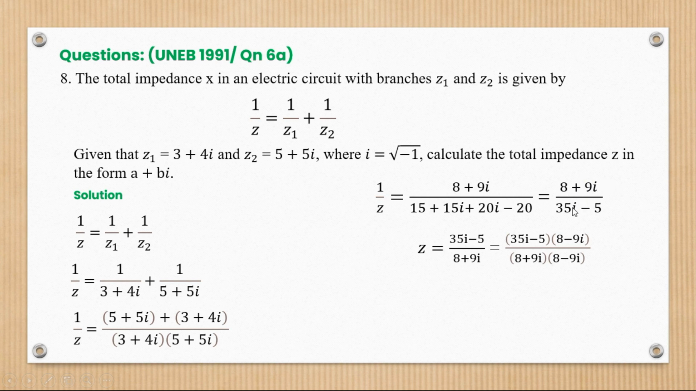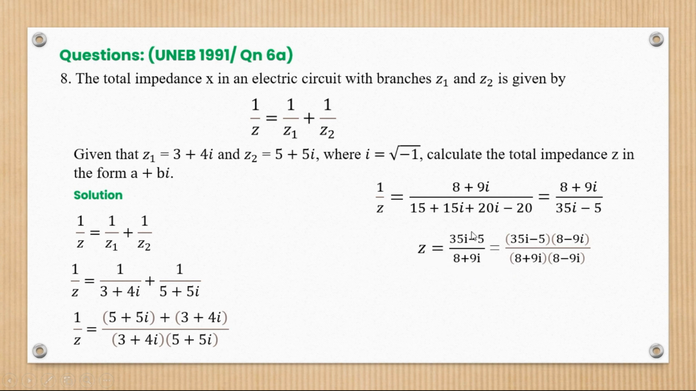So we have 1 over Z being equal to 8 plus 9i over 35i minus 5. But in the question we're being asked to find the total impedance Z. So we're asked to find the value of Z, but what we have here is the reciprocal of Z. So to get Z, Z is now the reciprocal of 1 over Z. That means we have 35i minus 5 over 8 plus 9i as the value of Z.